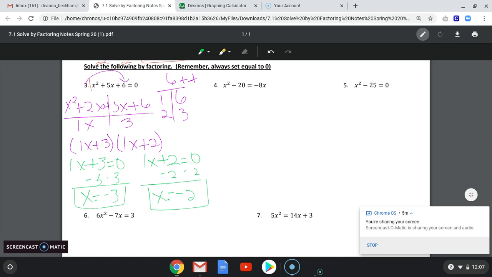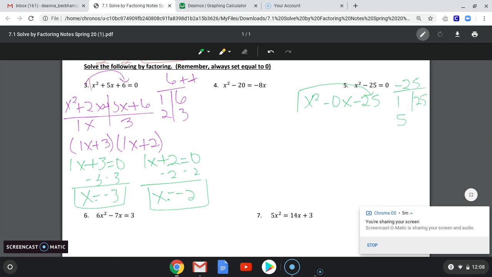I'm going to go to number 5. When I get to number 5, I notice this one's missing something. We did this right before we left. It means it's missing a middle term, so I'm going to put 0x in the middle. It doesn't matter if you use minus or positive. It's 0 no matter what. And I'm ready to do first times last. That is a -25. I'm going to go ahead and write the factors of 25.